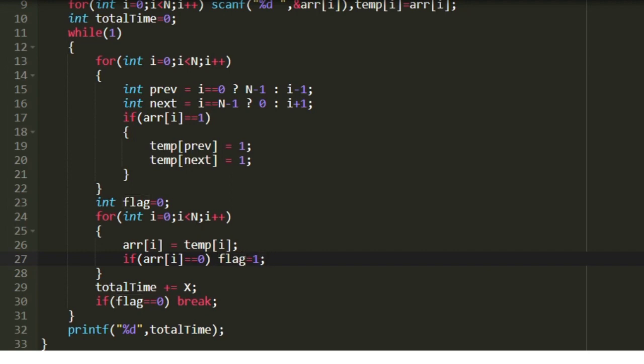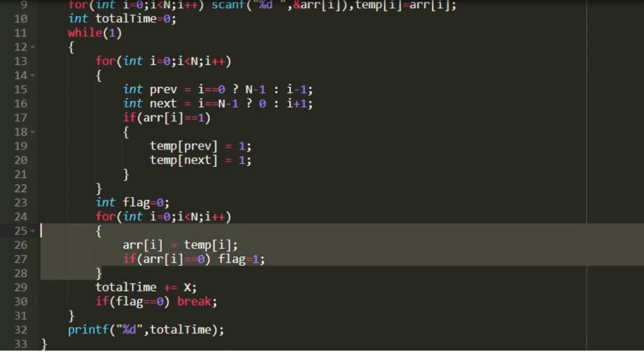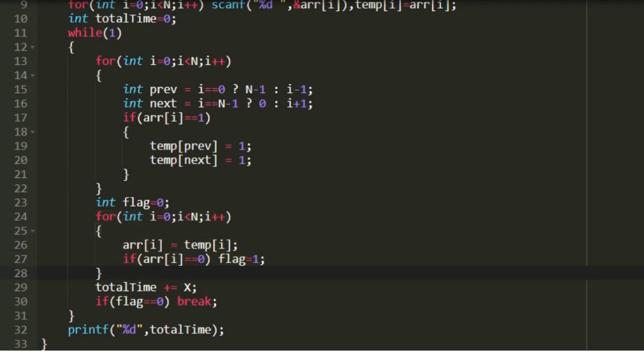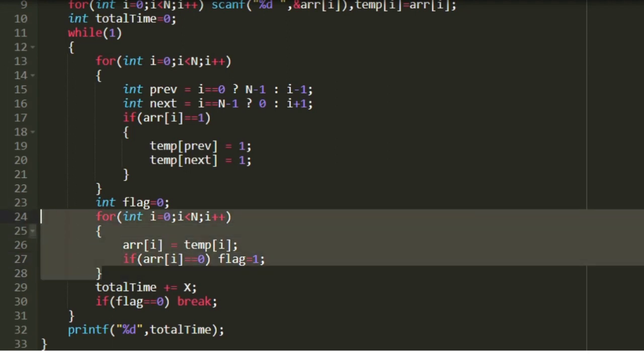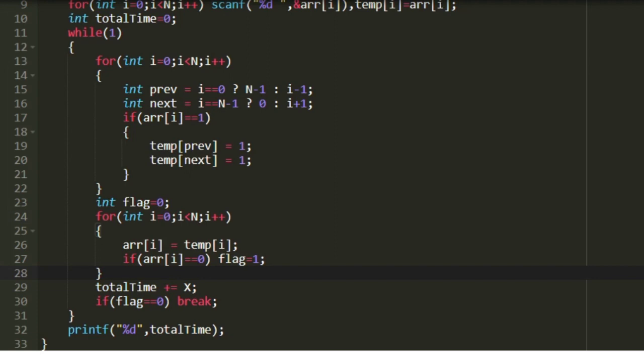So to check that, first I am creating a flag variable and setting its value to 0. And if ARR of I is equal to 0, we set flag is equal to 1. So after the execution of this loop, if flag is equal to 1, then it means that we cannot break, because some candle is left turned off. So we have to turn it on, and after that only we can break. So even after execution of the loop, if flag is still equal to 0, then it means that all the candles are turned on. So in those cases we can break out of this infinite while loop.